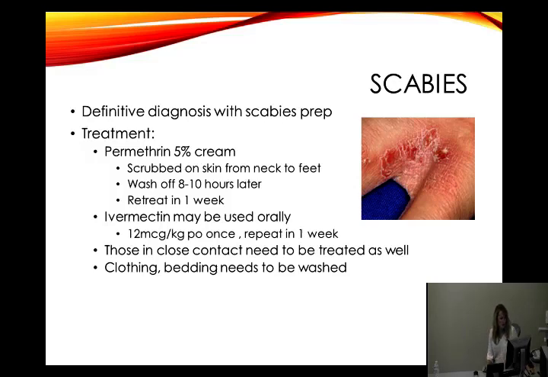So then treating it with permethrin 5% cream, where you scrub it on your skin from your neck to your feet, wash it off 8 to 10 hours later, and then you have to retreat. Ivermectin is a really nice oral medication that can work. It's much easier to use, and then you repeat it 1 week later. Everybody in close contact needs to be treated. Clothing and bedding needs to get washed, your stuffed animals, anything that might be there.